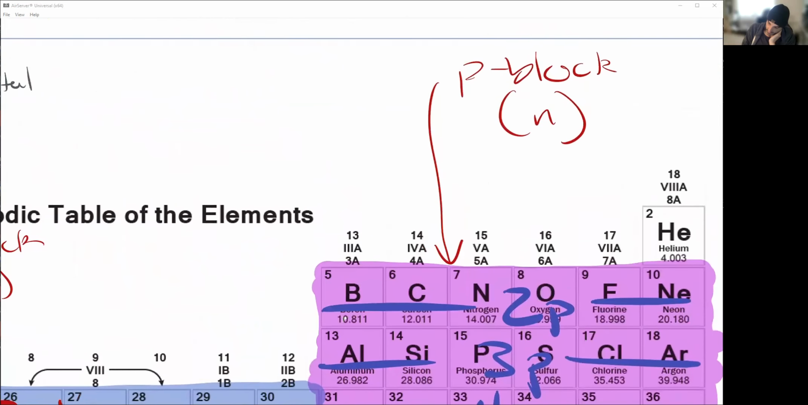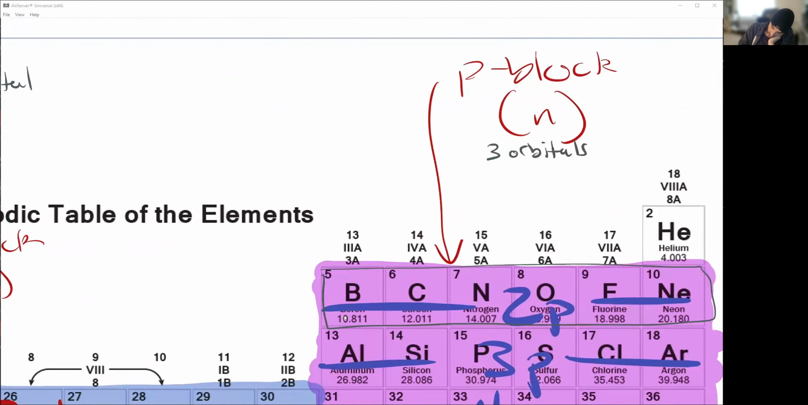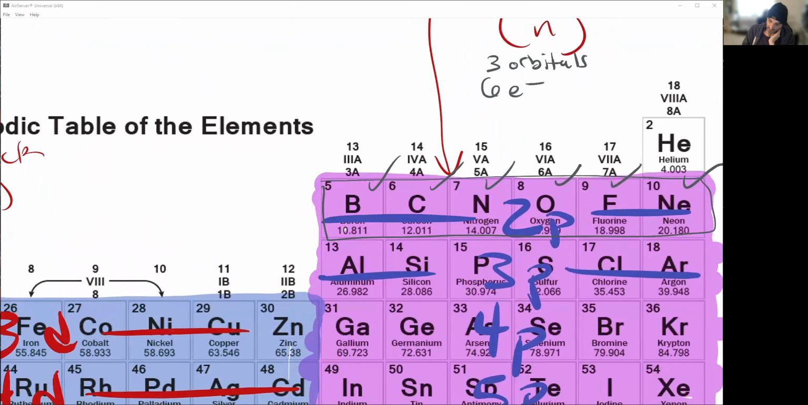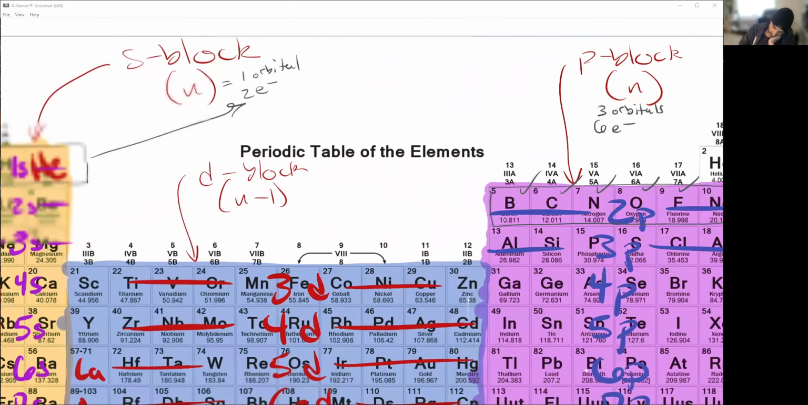How about the p block? Again, the p block is going to have 3 orbitals for a total of 6 electrons, and we can count them: 1, 2, 3, 4, 5, 6. There are 6 elements in that row, so we know that there's going to be 6 electrons that fit there.